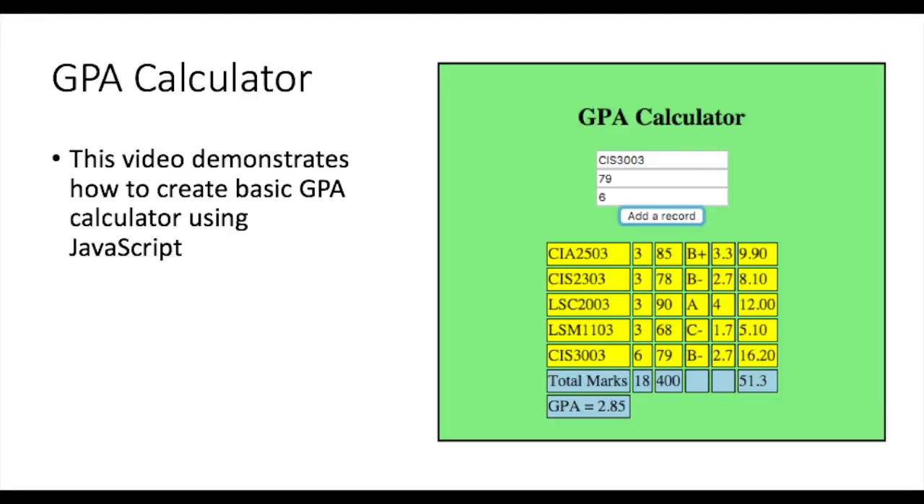Welcome to this video. In this video we'll take you through the process of creating a calculator for your GPA, which is a basic calculator. You just enter your course code, the mark you received, and then the number of credits, and you add it. So it will add all of it. At the end it will calculate the GPA for you.